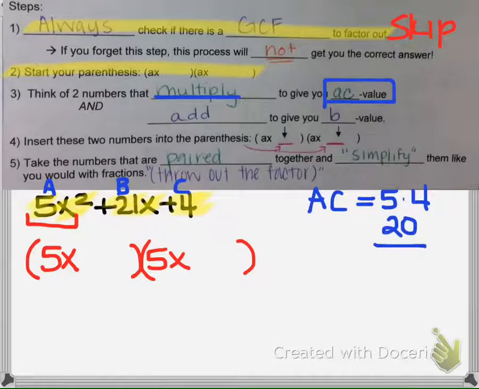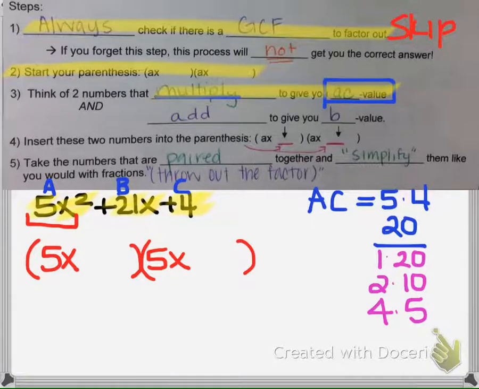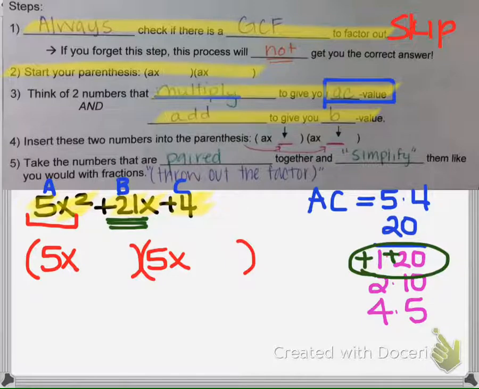So we need to think of factors of 20. And then we need to pick the ones that not only multiply to a times c, but they have to add to get b. So they need to combine together to get this b term, which is 21. If I pick positive 1 and positive 20, they multiply to 20 and they add to equal 21. So those are the numbers we're going to pick, and we're going to insert them into our parentheses here.